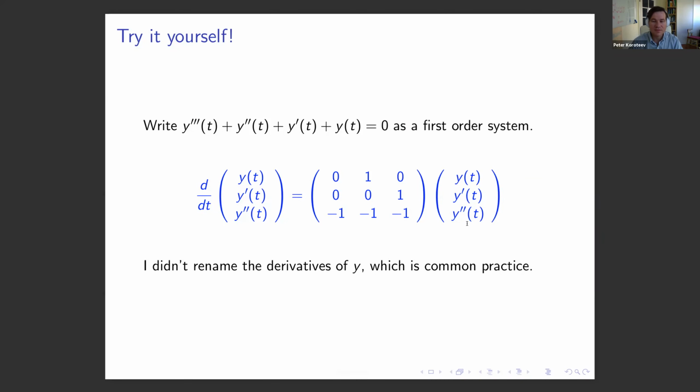So we did not rename the derivatives, which is common practice, but of course, in a sense, we skipped the step. So you could have said that first we introduced this is y, let's call it y1, y2, and y3, and then the fact that we have 1 here corresponds to saying that y1 prime is equal to y2, and this one corresponds to the fact that y2 prime is equal to y3. But it saves you one step.